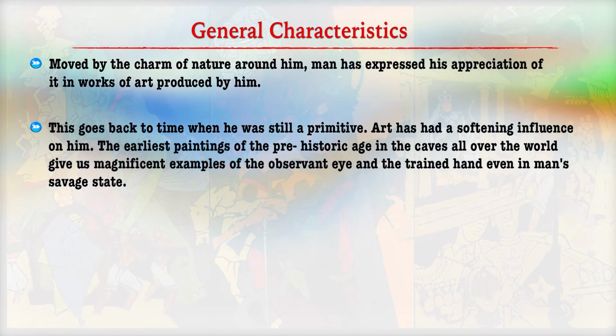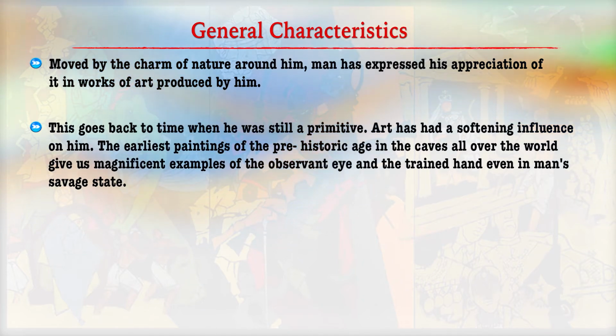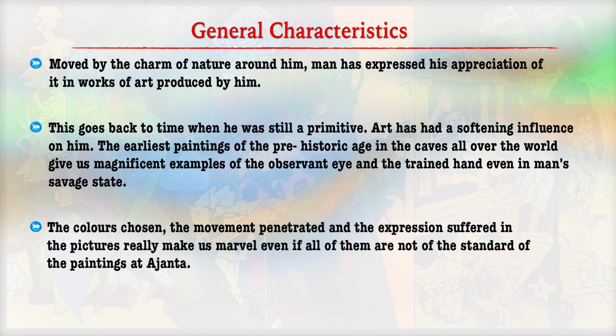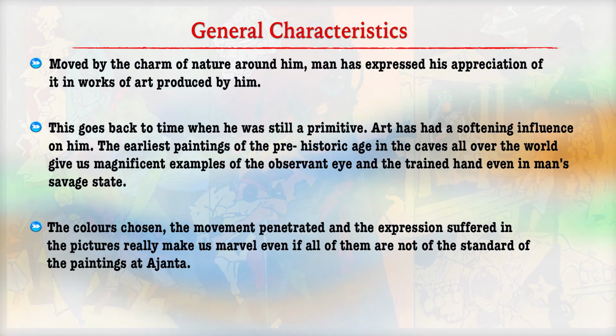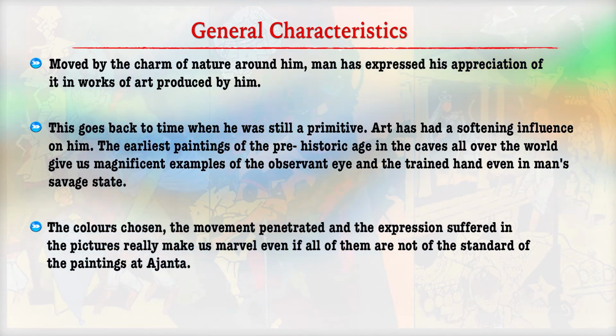The earliest paintings of the prehistoric age are in caves all over the world, which give us a magnificent example of the observant eyes and trained hands in the early part of civilization. The colors chosen, the movements portrayed and the expressions of the paintings make a lot of sense, and in India we have the famous paintings of Ajanta. The prehistoric cave paintings in India also give us a picture of the life of those far off days of early man.